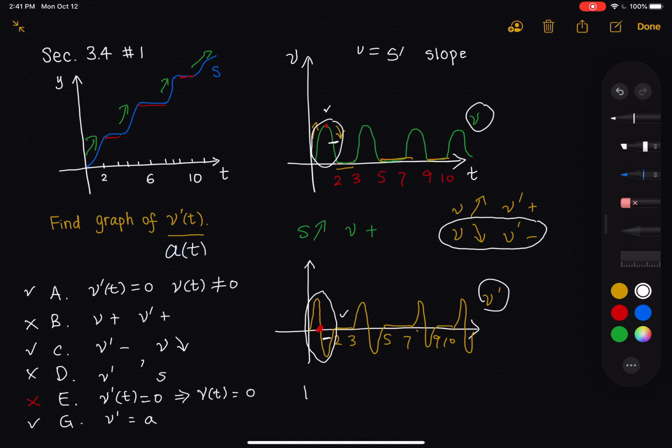Now H is obvious because it says none of the above are true. All we need to do is take a look at A to G. Do we have any true statement? If there's any, then H is not true. So the correct choices would just be A, C, and G.